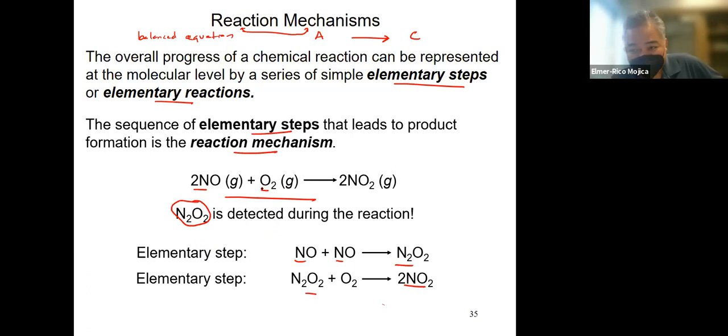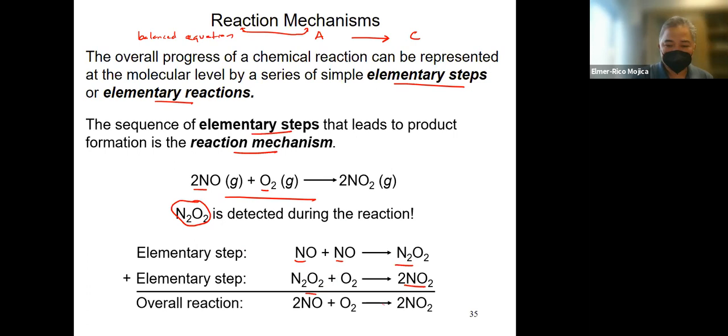So the story that you have here, you cannot say, based on this chemical equation, that the 2NO reacted really with oxygen. Because if you're going to look at the full details of the story, the 2NO reacted with one another, producing N2O2. And that N2O2 reacted with oxygen to give you 2NO2. So you could see now you have a full picture of the whole story of the reaction. Before I show you the molecular view on this, what happened is, if you add all the elementary steps here, what it gives you is the balanced chemical equation.